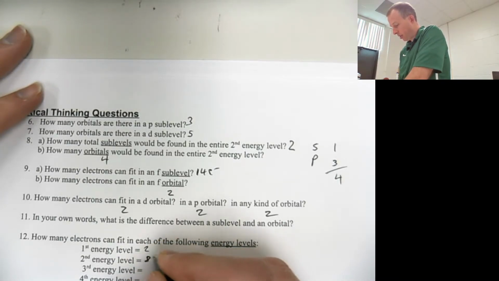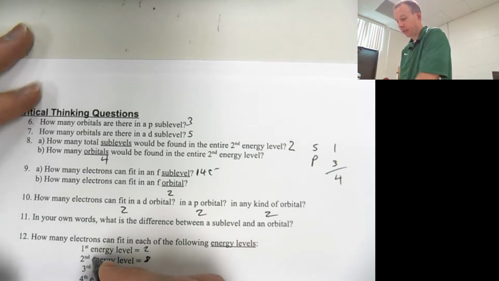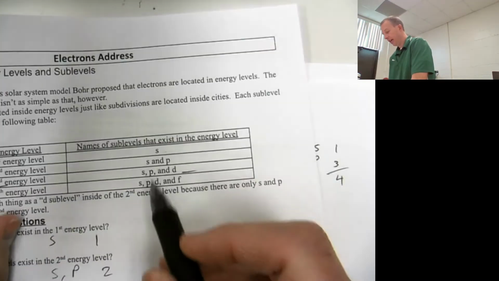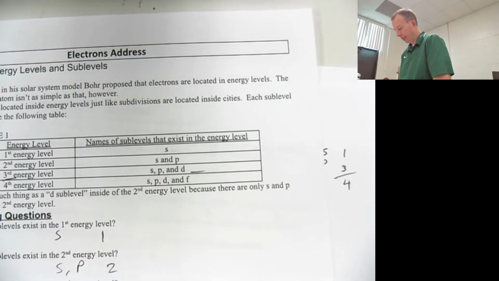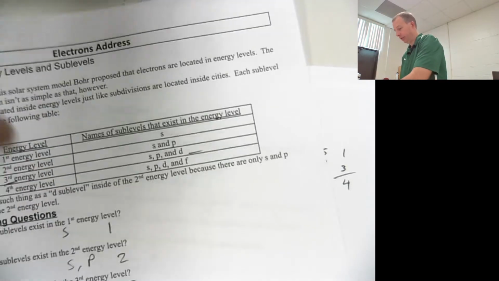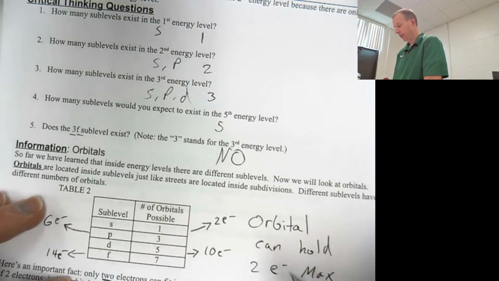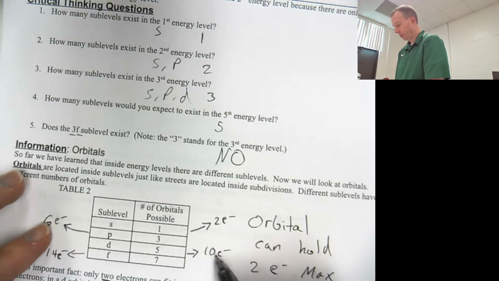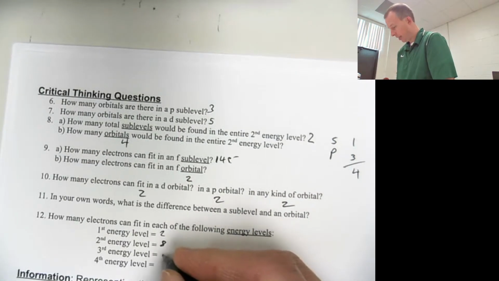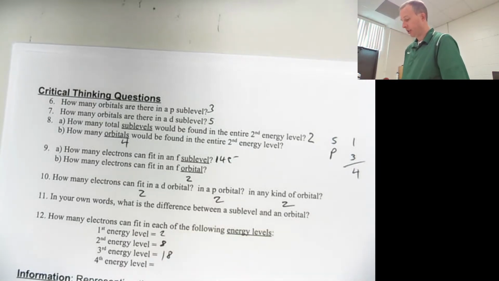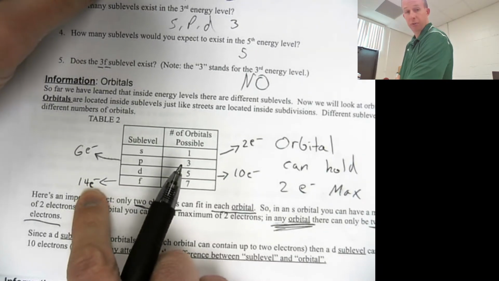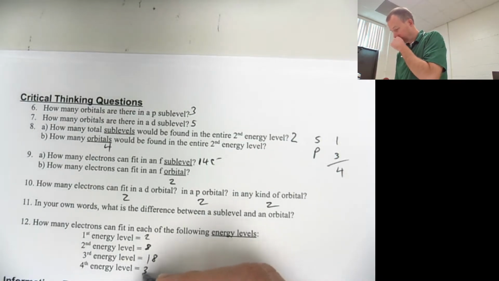2, 8, because the second energy level is S plus P. So you're basically adding 2 plus 6 for the second energy level. So that's 8. The third energy level is going to be S plus P plus D, so it's 2 plus 6 plus 10. That's 18. And then the fourth energy level is all 3 of those, plus the F, so plus 14, so 32.